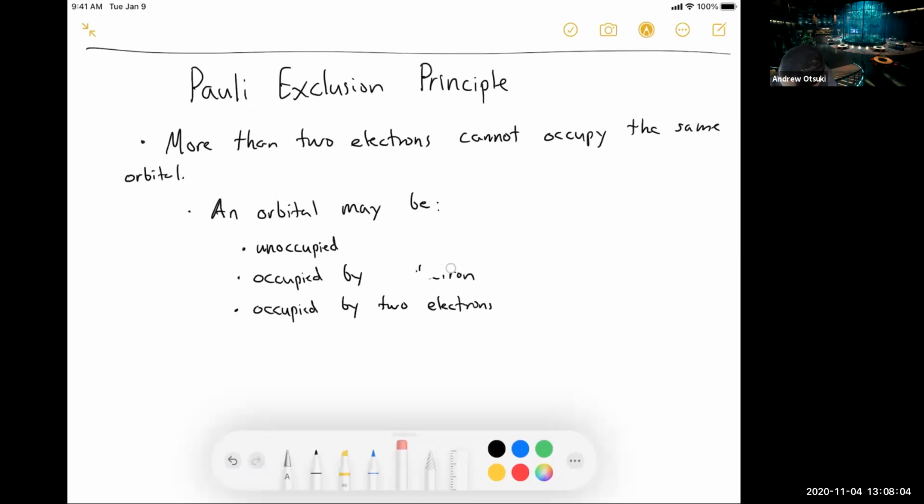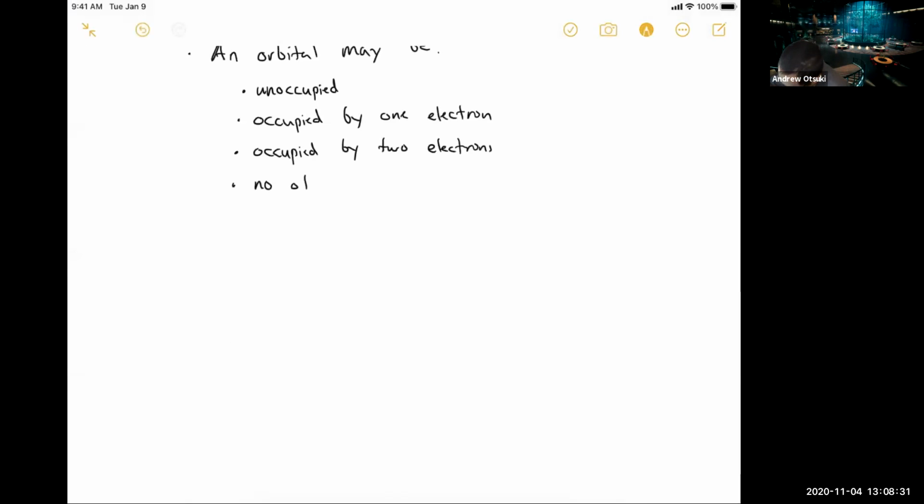Let's just rewrite this. So, no other occupancy is possible. So you can't have more than 2. Occupancy is possible. Okay, let's move on here.